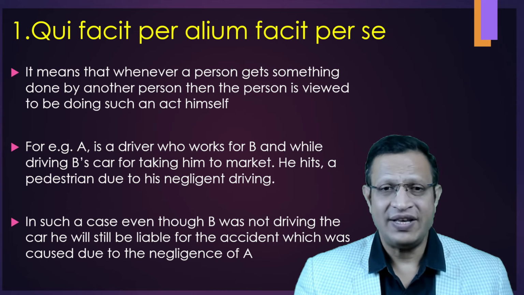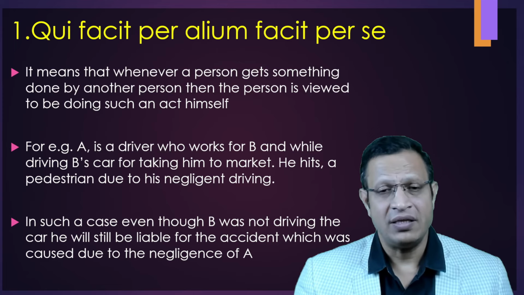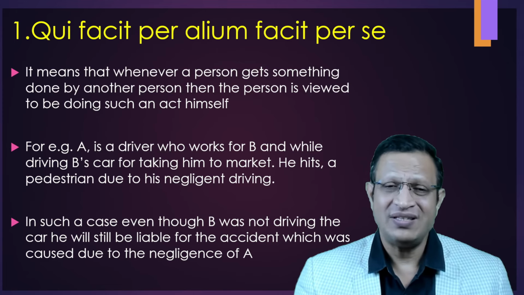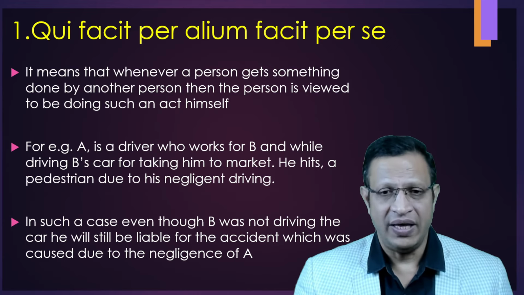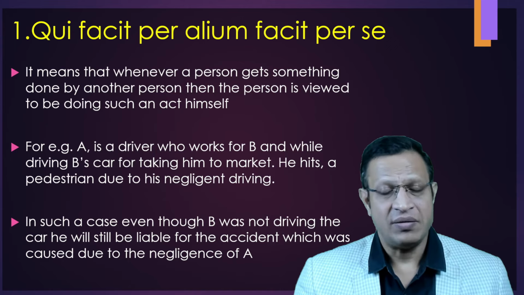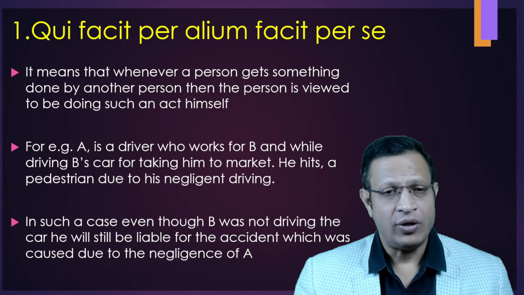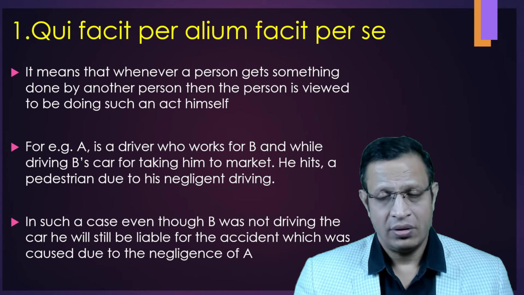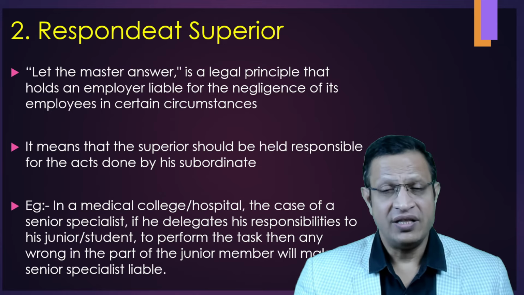Now let's look into qui facit per alium facit per se. It means that whenever a person gets something done by another person, then the person is viewed as doing such an act himself. For example, as I mentioned, A is a driver who works under B. While driving B's car, A makes a mistake. There is an accident. In such a scenario, the owner B will be sued under civil negligence.